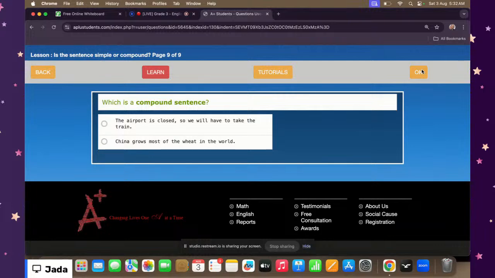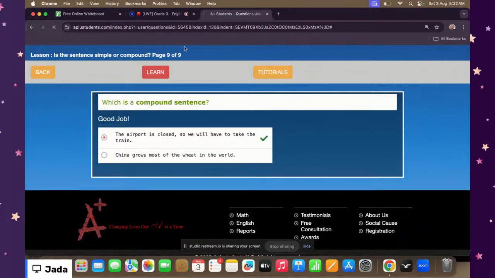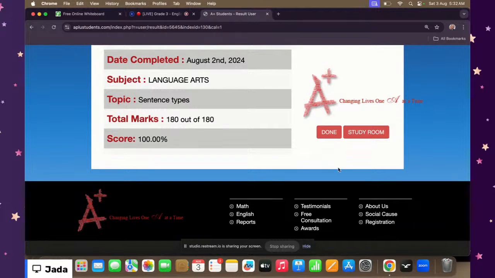The airport is closed, so we will have to take the train. China grows most of the wheat in the world. What's the option for this one? Okay, so we'll move on to the next lesson, which is the last lesson under sentence types.